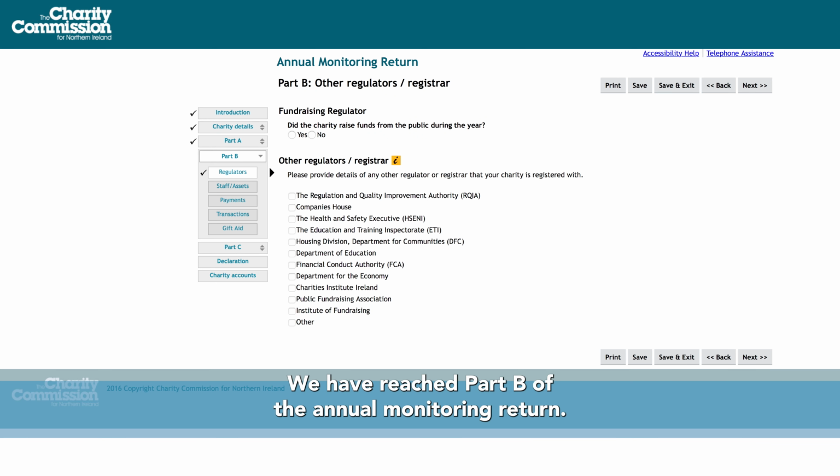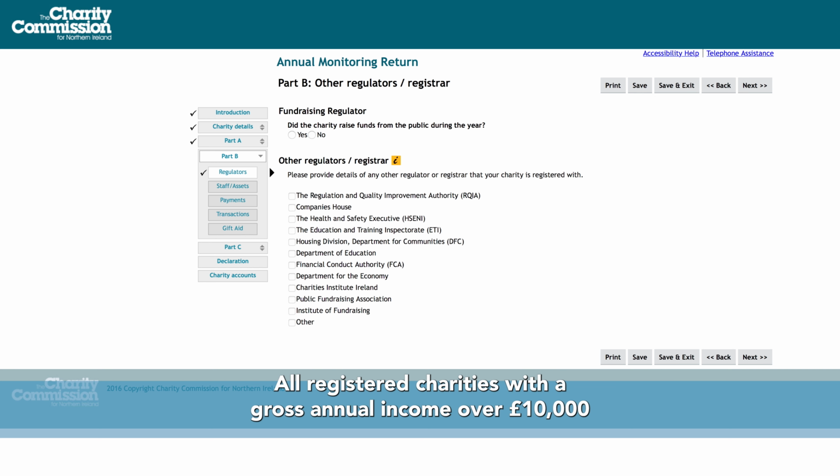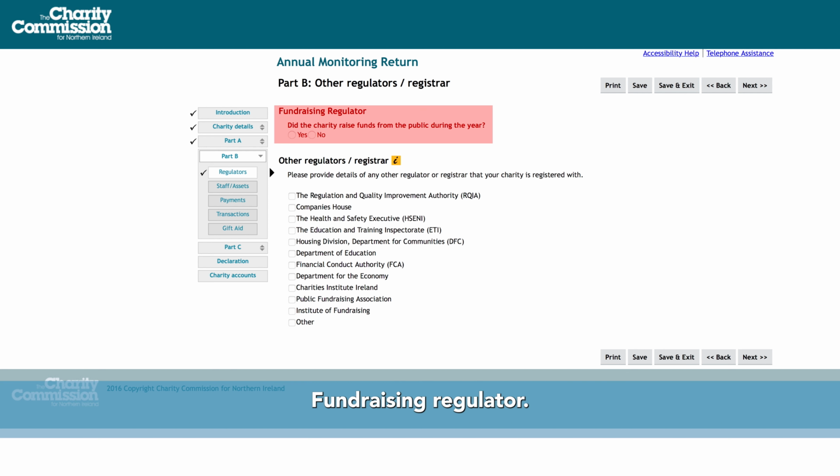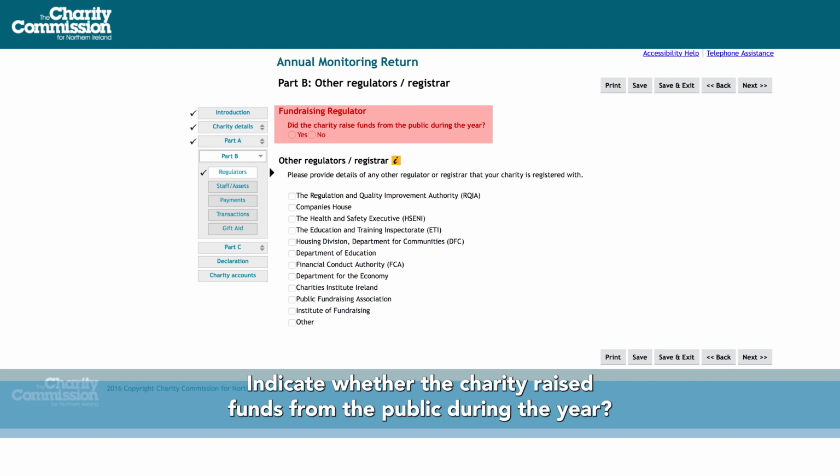Part B. We have reached Part B of the Annual Monitoring Return. All registered charities with a gross annual income over £10,000 must at least complete Parts A and B of the Annual Monitoring Return and sign the declaration. Fundraising Regulator. Indicate whether the charity raised funds from the public during the year.